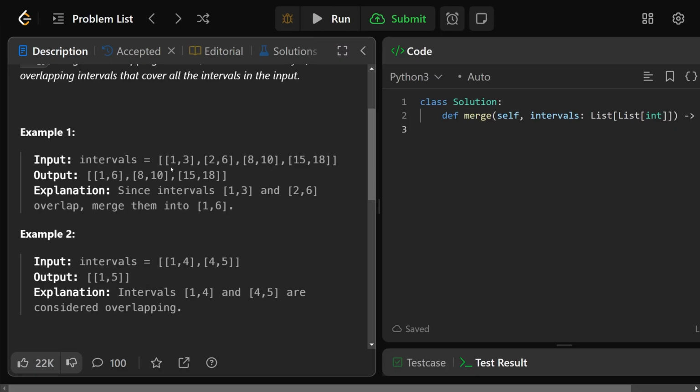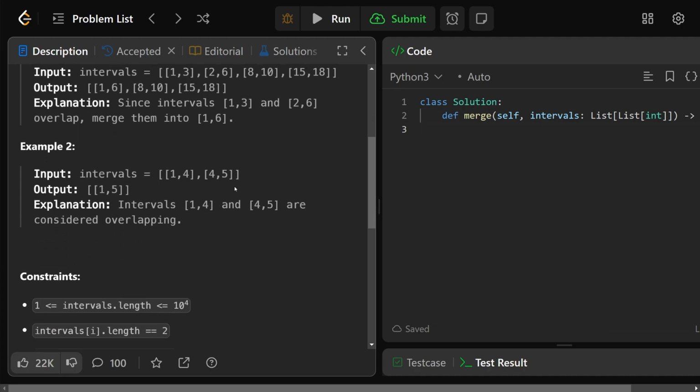If we have the intervals 1, 3, 2, 6, 8, 10, and 15, 18, then we can see 1, 3, and 2, 6, are overlapping. So that's actually going to get merged by the beginning, which would be 1, and the end of those, which would be 6. So these two are going to get merged into 1, 6. And this new interval does not overlap with 8 and 10 or 15 and 18, and 8 and 10 does not overlap with 15 and 18. Therefore, the intervals that would cover the whole range are this output right here.